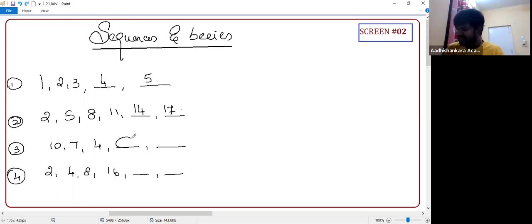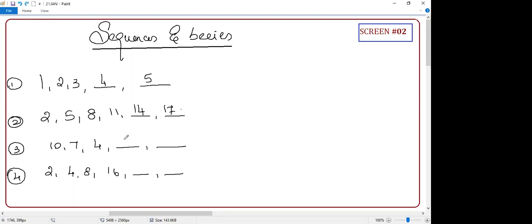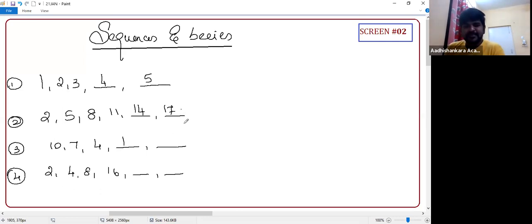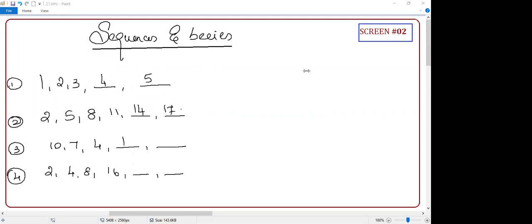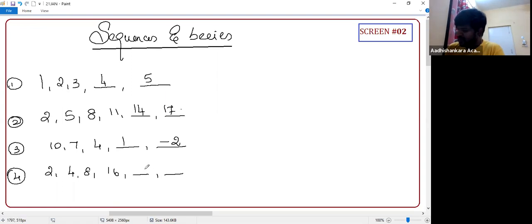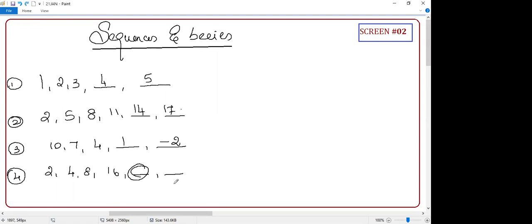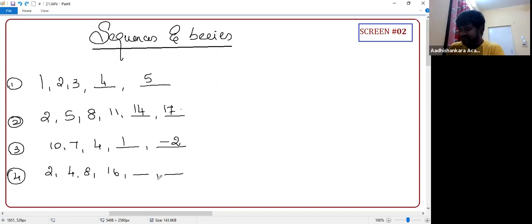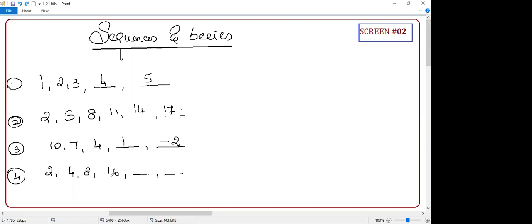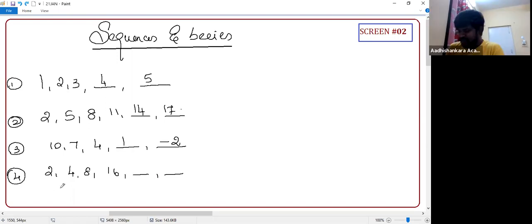What is the answer for this next? 1 and minus 2. Only minus is coming next. Minus 2, okay, appreciate you. Correct? Okay, what about this? 24 and 32. Can you tell me what rule you are applying? Here the common difference is 8, that's why. No, here it's not 8. Here the common difference is 2.